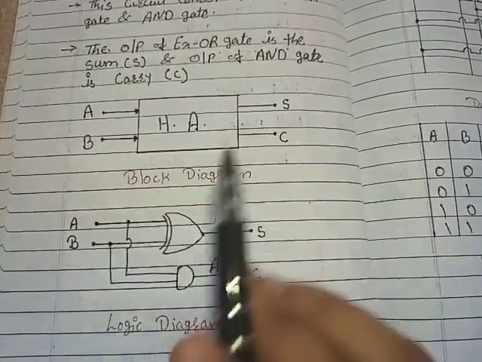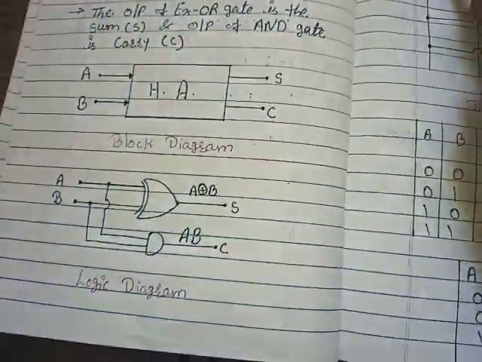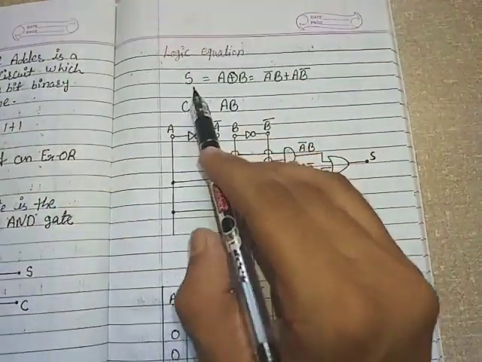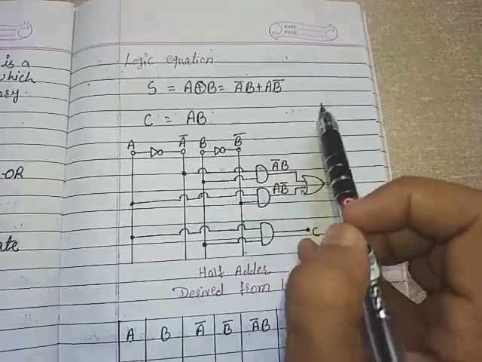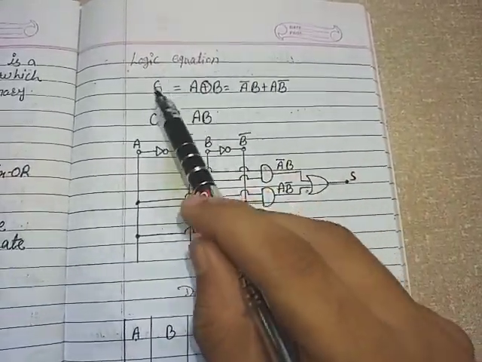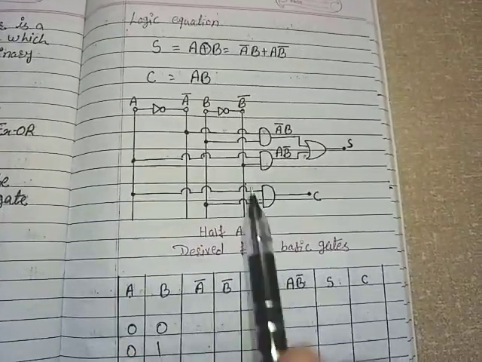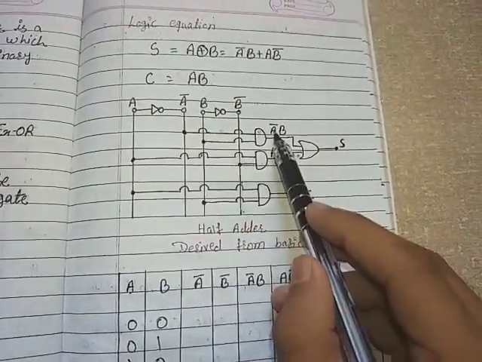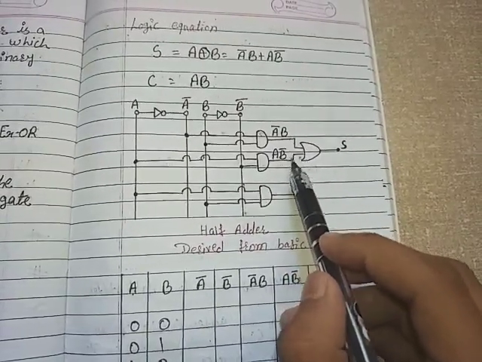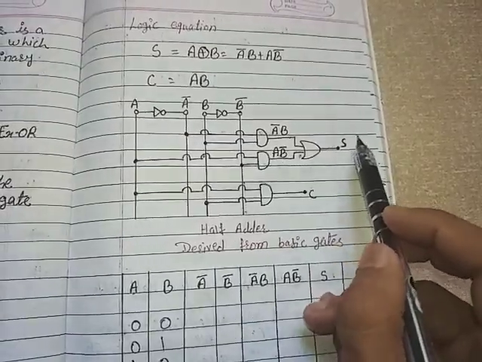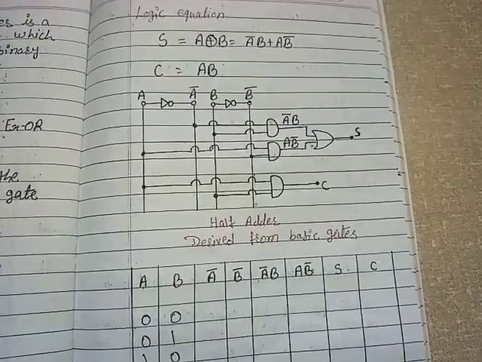Let's see the truth table. As we know, the logical equation for sum is A XOR B and carry is AB or A dot B. So let's make the half adder from these equations using basic gates. First for sum we need A bar B, A B bar and then their OR operation, that will give me sum, and for carry A dot B. Now let's make the truth table.